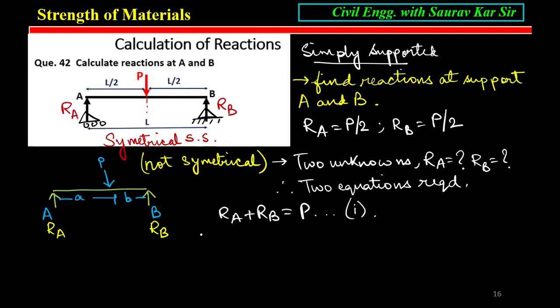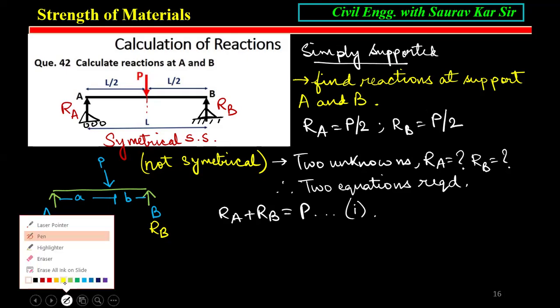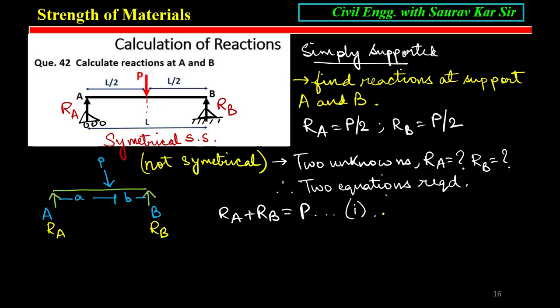What is the second equation? First, this equation RA plus RB equals P is nothing but the equation sigma Fy equals 0. The sum of the forces in the y direction is 0. Upward load equals downward load.